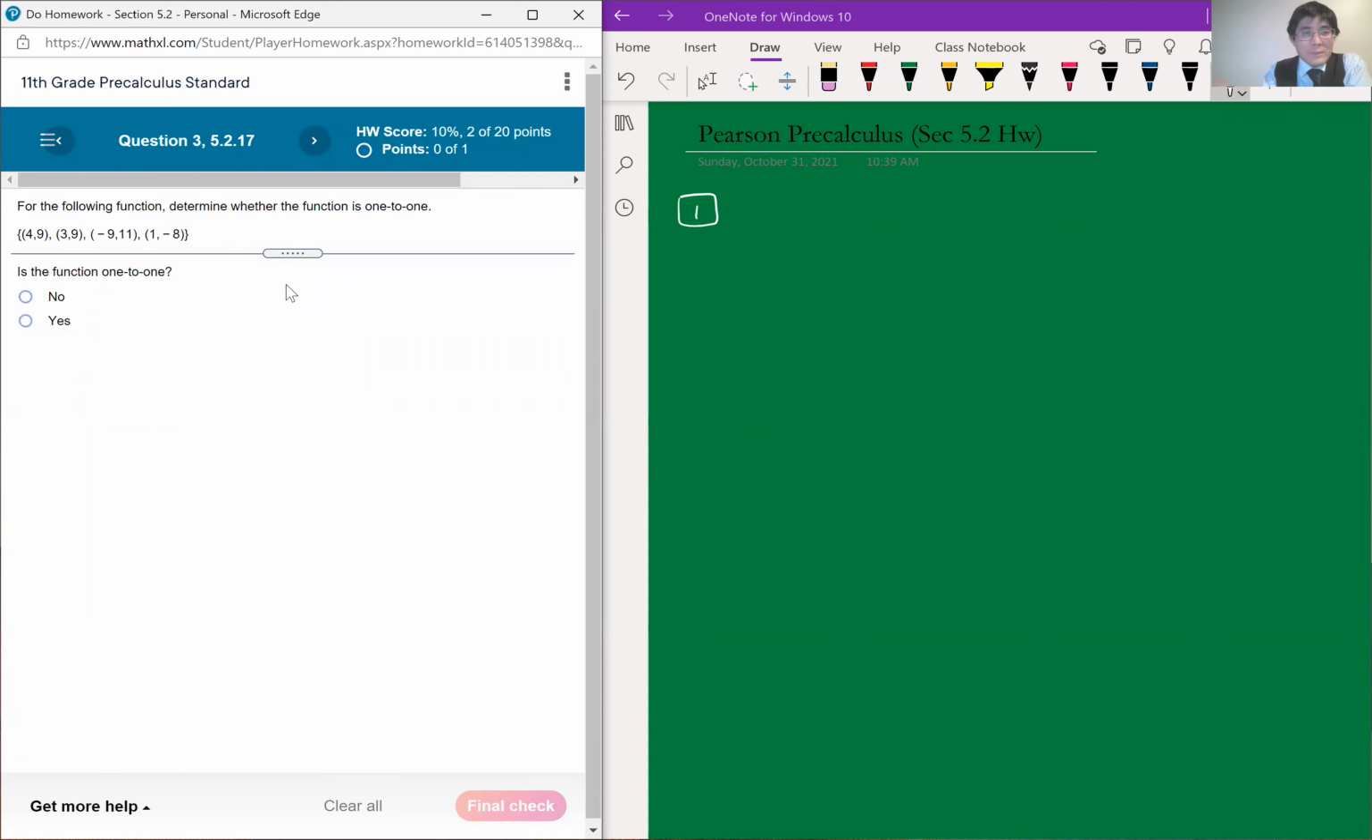Okay, now the function is written in a different way. So is it a one-to-one function? 4 corresponds to 9. 3 is also corresponding to 9. So immediately we can see it's not a one-to-one function because there are two different inputs corresponding to the same output.